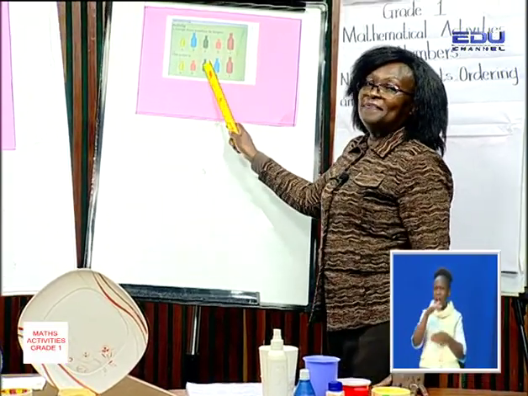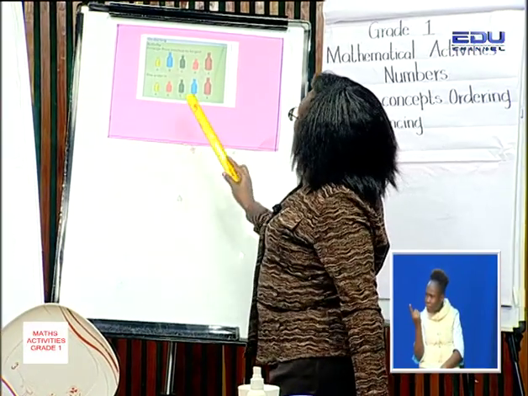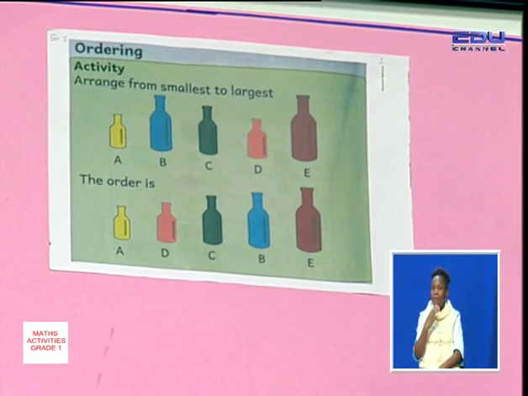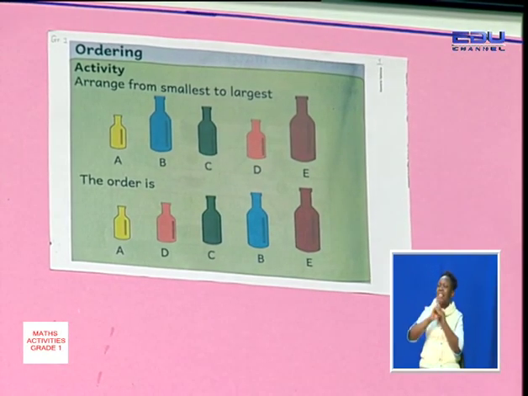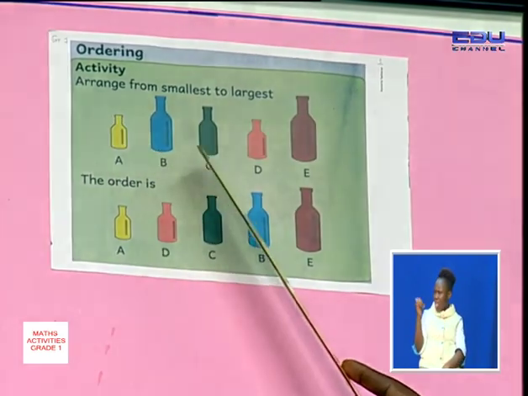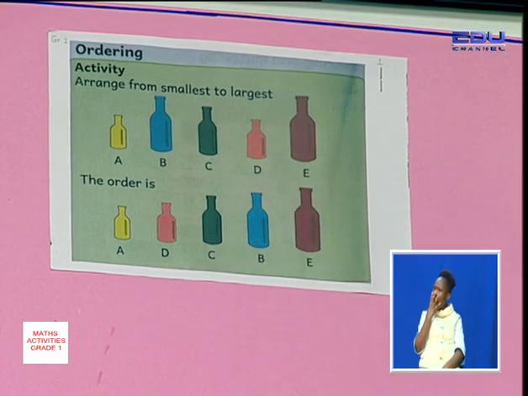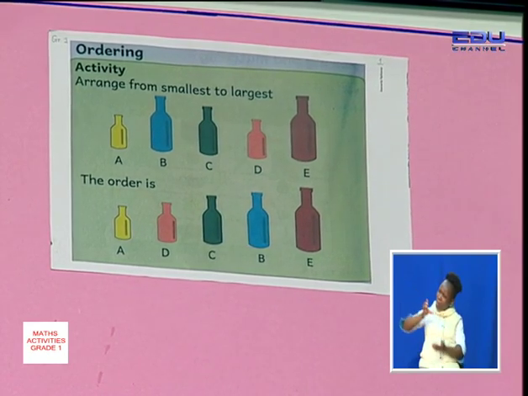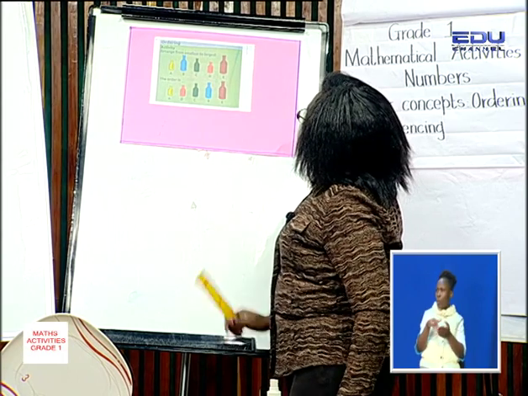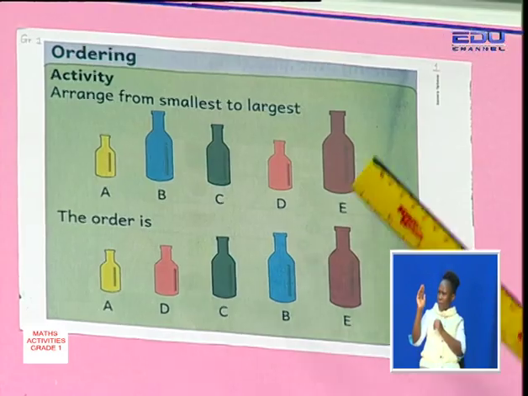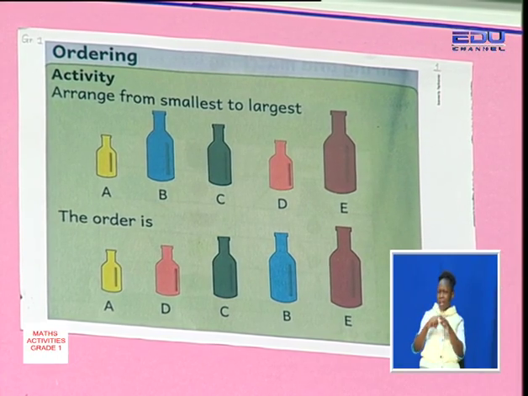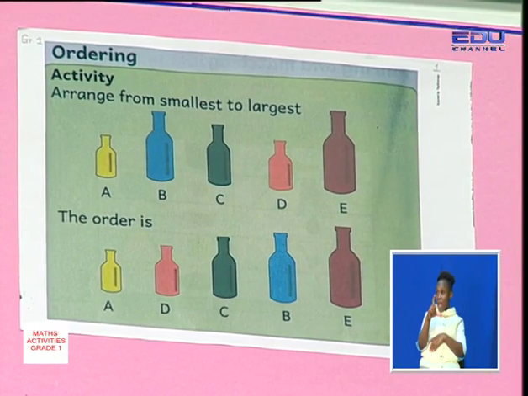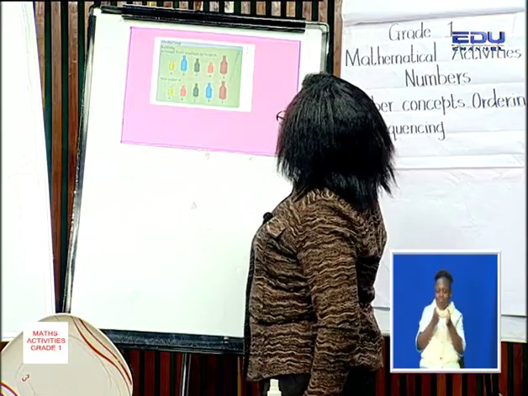On my chart here, I have bottles of different colors: yellow, blue, green, orange, and brown. Now, these bottles I am going to order from the smallest to the largest. Look at my bottles again. Bottle E is the largest, while bottle A is the smallest. Remember, we are ordering from the smallest to the largest.